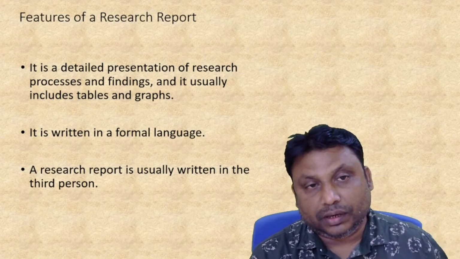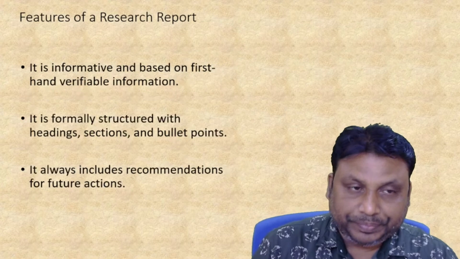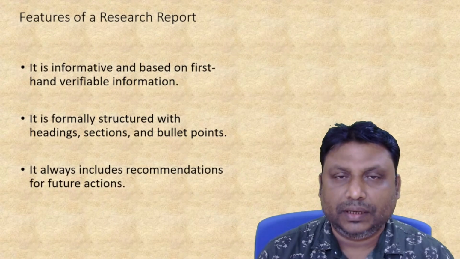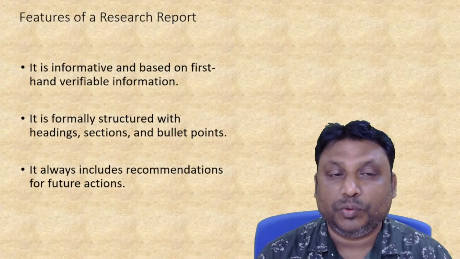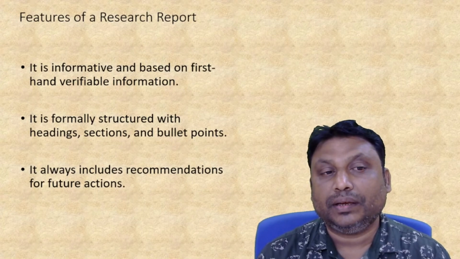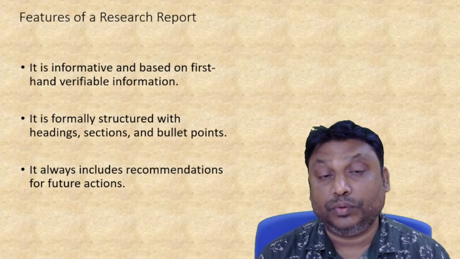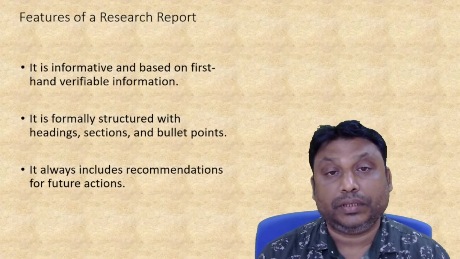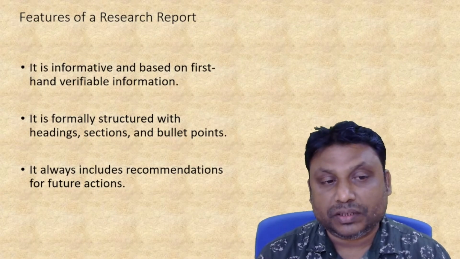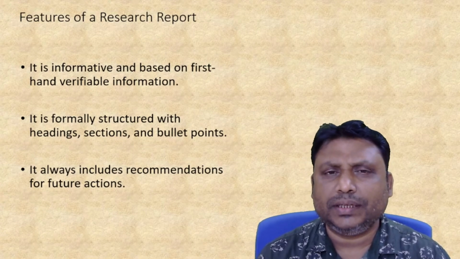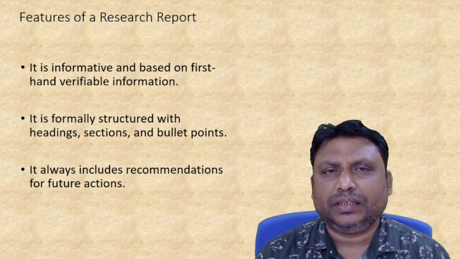It is informative and based on factual and verifiable information. When you are collecting the information or using it in your research report, it should be verified, because you should not mention a wrong word or wrong information in your research report. This is very important, and it is formally structured with headings, sections, and bullet points. Sometimes when you see books, suppose this book is also a research report. This is an educational report.